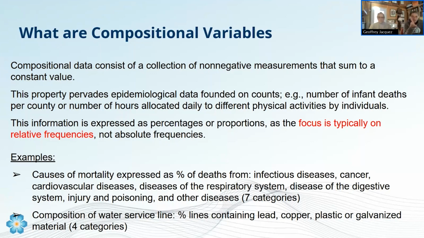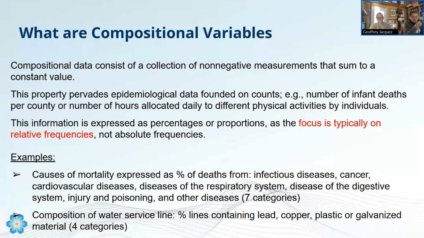And so here there are two examples. The first one is actually the one I'm going to use to illustrate Vesta. It is the causes of mortality expressed as percentage of death from, and here I have grouped all the type of death in 7 different categories. So infectious disease, cancer, cardiovascular diseases, and so on. So we have 7 categories. And again, in each case, the sum of the 7 percentages should be 100%.